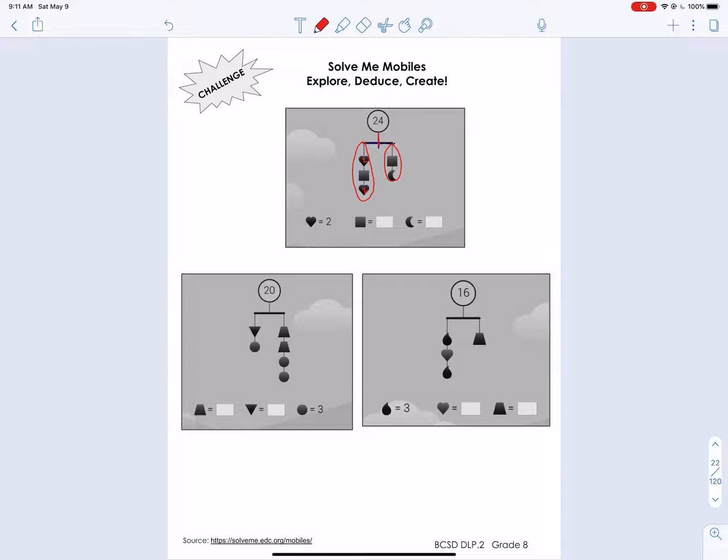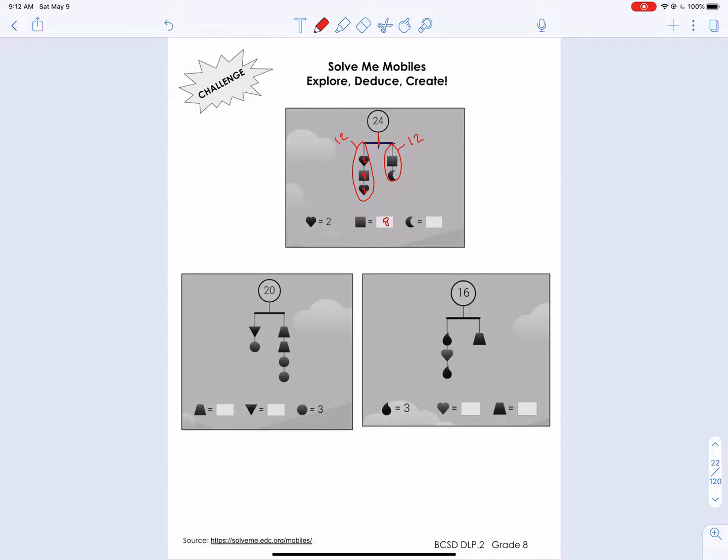Okay, so let's think about this. So if there's two sides and they're equal because they're balanced, and the total is 24, what does that mean about each side? It's 12 and 12, right? Because 12 and 12 add up to 24. Okay, so on the left side, we already know that there's two hearts, and each of those is 2. So what does that mean about the square? How much would the square have to be so that this total thing is 12? Okay, so think about it, right? What do we get? Okay, 8. Let's just make sure. So we have 2 plus 8 is 10, plus 2 is 12.